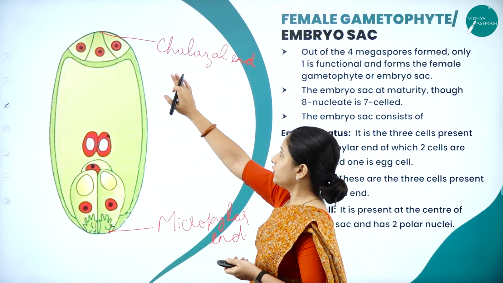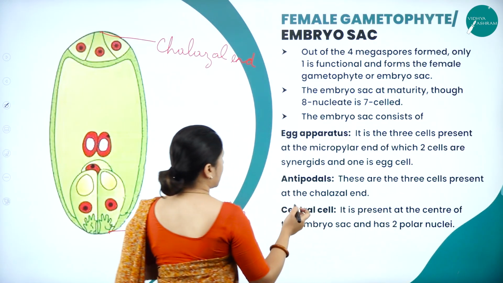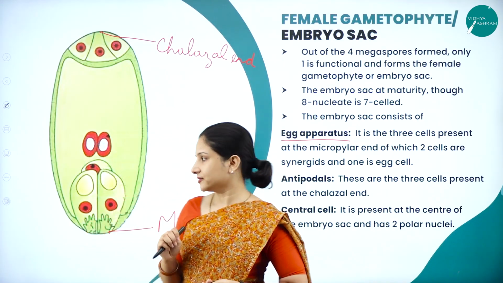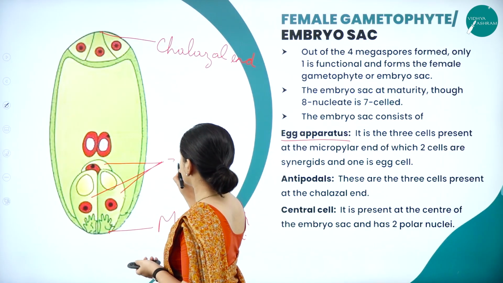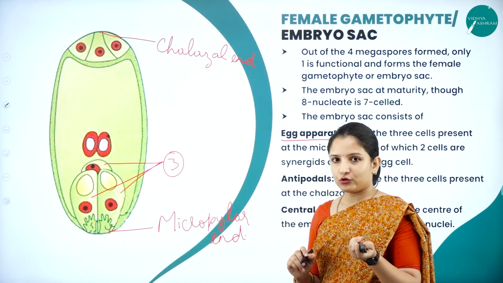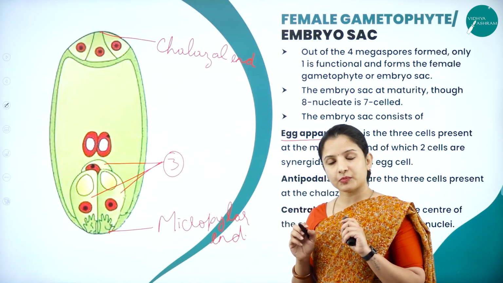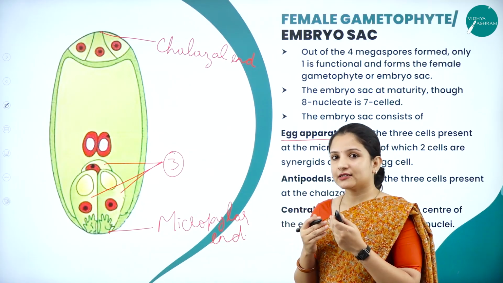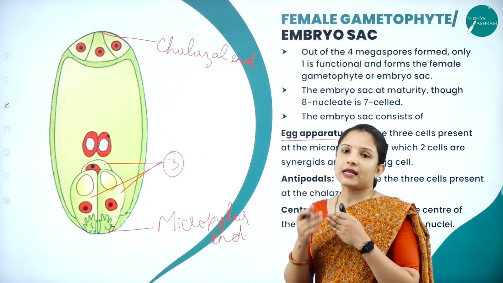So in an ovule, you have the chalazal end and the micropylar end. In the micropylar end, you have the egg apparatus. In the egg apparatus, you have 3 cells. So 1, 2 and 3. Remember, I had told you the embryo sac is 8 nucleate. But in spite of being 8 nucleate, it has 7 cells. So we are discussing why is it so? It has 7 cells, though it is 8 nucleate.